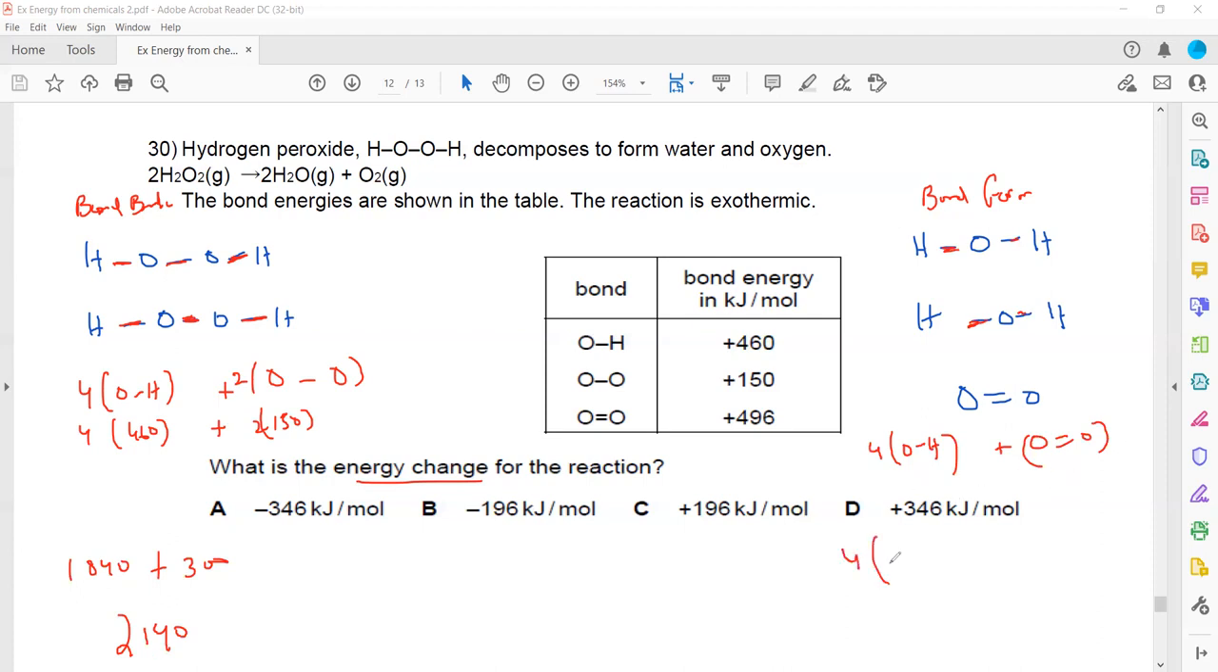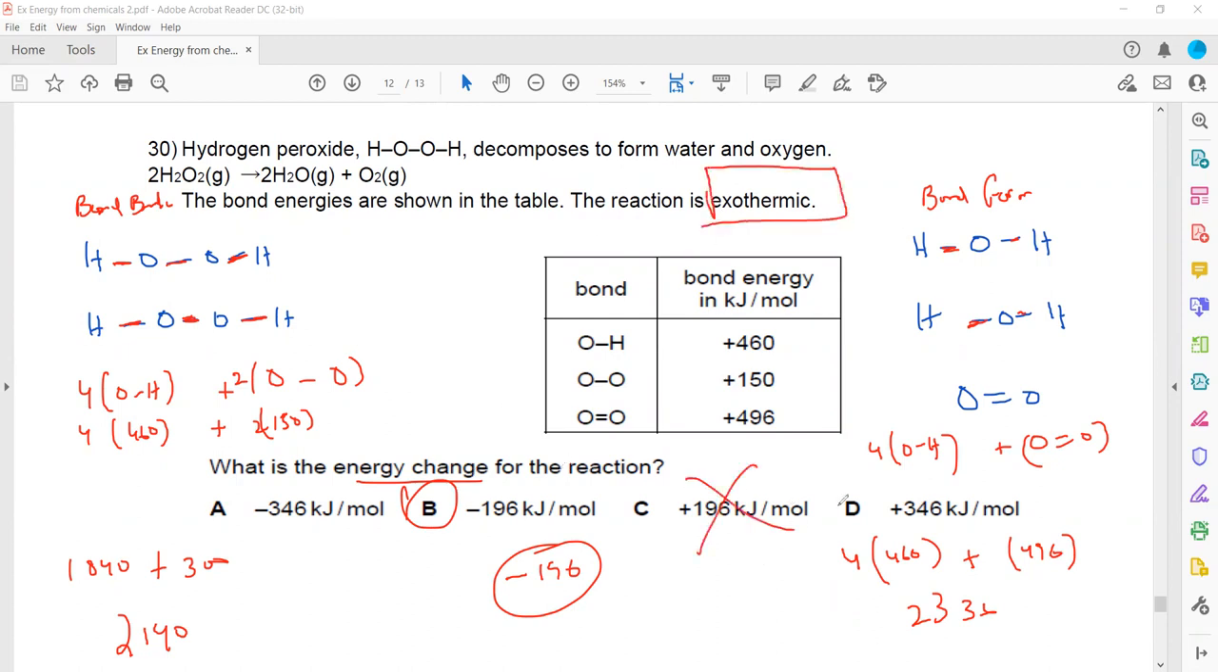Bond forming, it is 4 into OH, that is 460, plus oxygen double bonded with oxygen, 496. So 4 multiplied by 460 plus a molecule of oxygen, that is 496. So it is 2336 minus 2140. So the answer will be negative. The energy change is minus 196 kilojoule per mole.